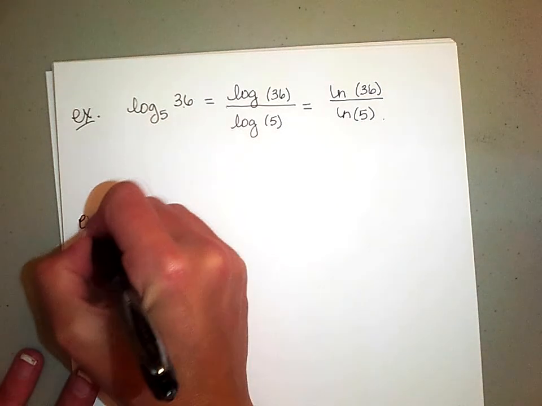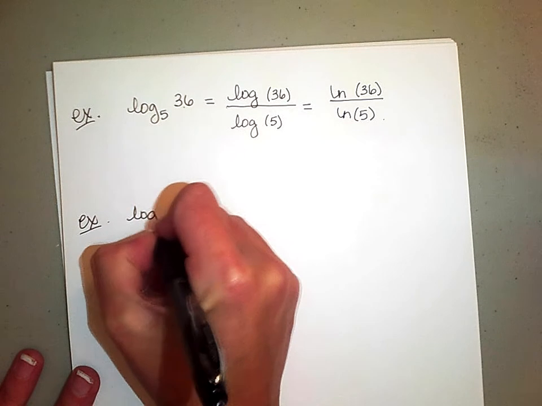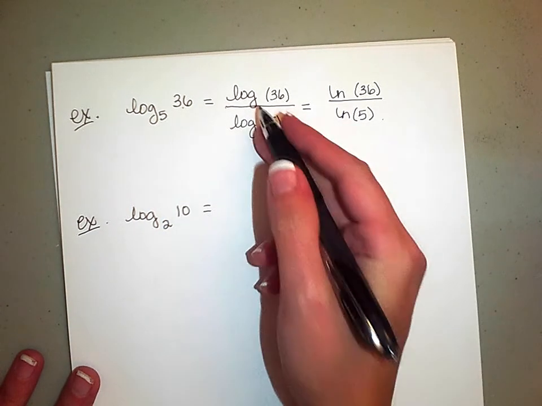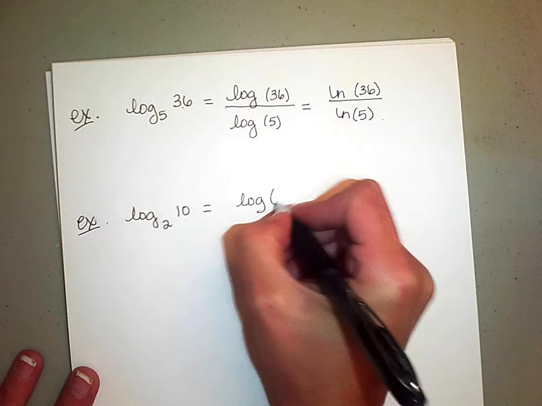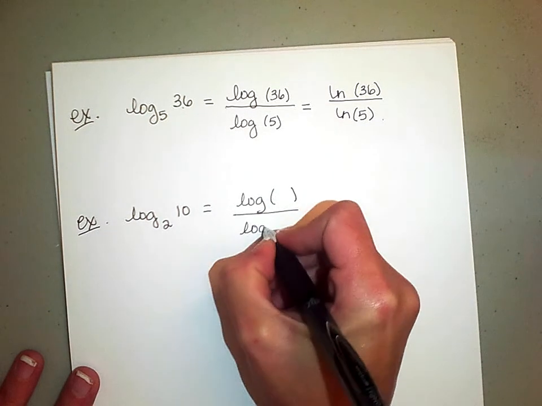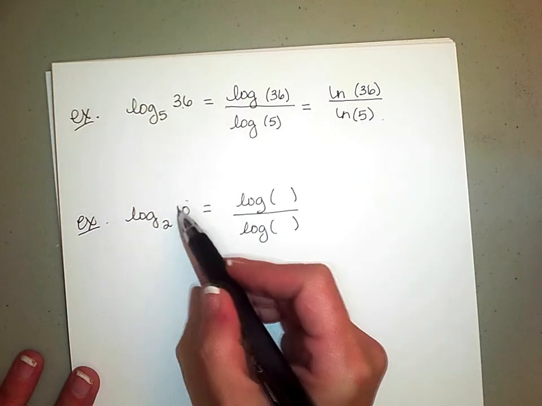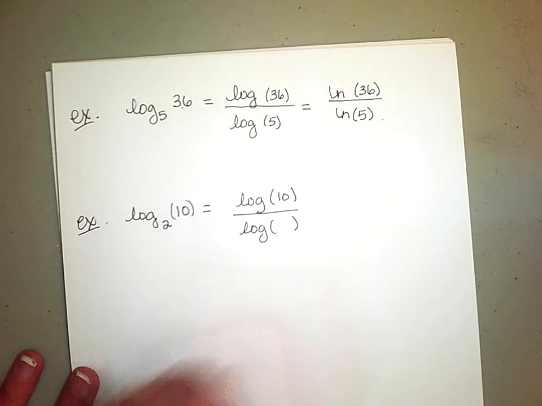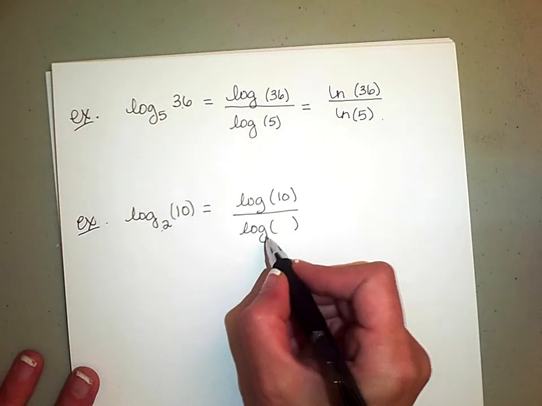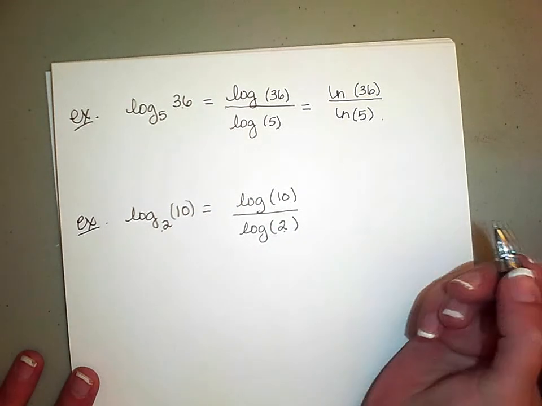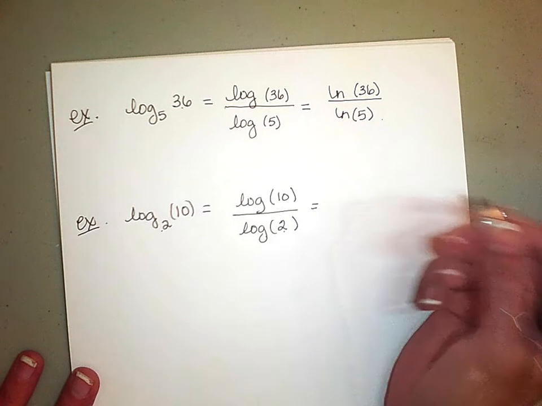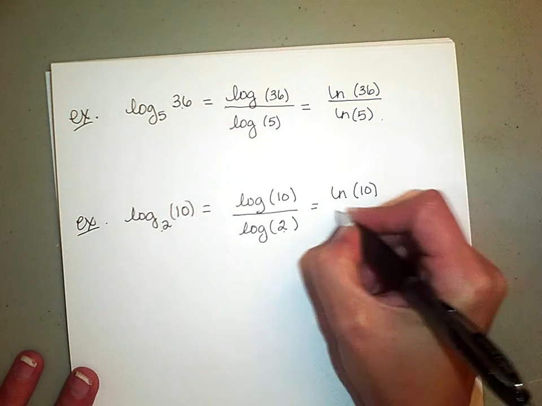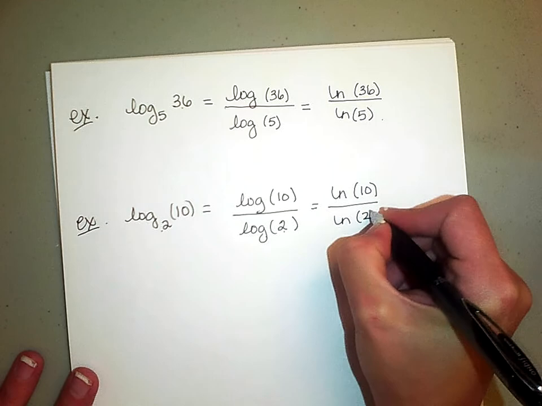Let's do one more. We could look at the log base 2 of 10. Now, if we go to the common log, the numerator is the log here of 10. That is the argument of this. And then I have to take the common log of 2, which is the previous base. Or, if I prefer working in the natural log, it would be the natural log of 10 divided by the natural log of 2.